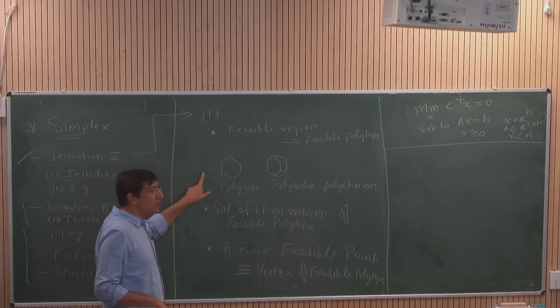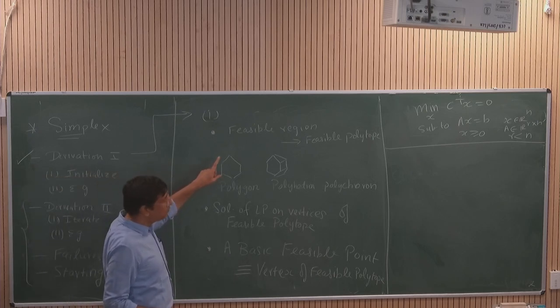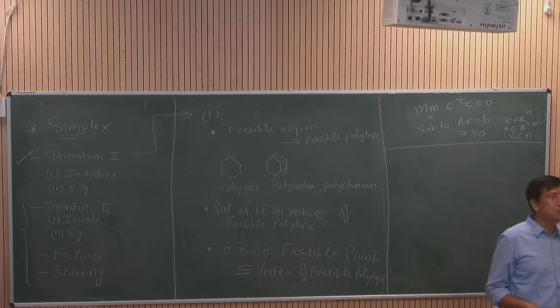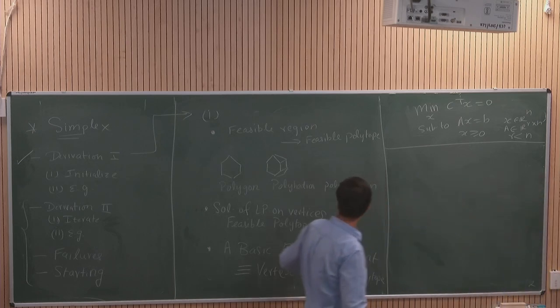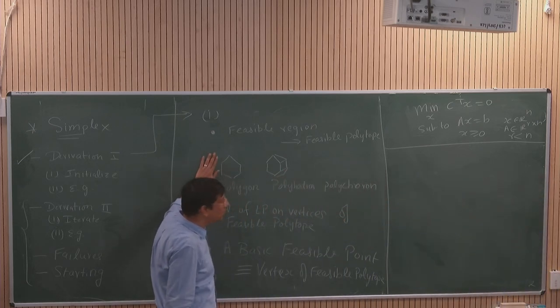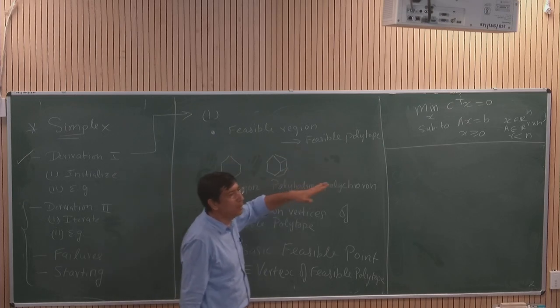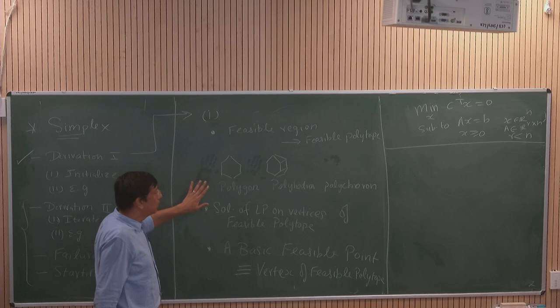So like I said in the introduction to LP, the feasible region Ax = b and x ≥ 0 forms something called a feasible polytope. So in 2 dimensions polygon, 3 dimensional polyhedron, 4 dimensional polychoron and so on and so forth.